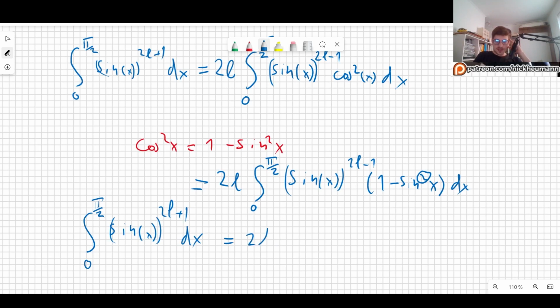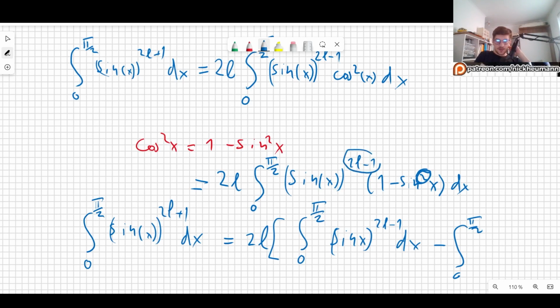So here we just multiply through. So we get 2l times the integral from 0 to pi over 2 of sine of x to the 2l minus 1 dx minus the integral from 0 to pi over 2. And now notice that we have this sine squared there. That will add here, because if you have the same base, the exponents add up. So that's simply sine to the 2l plus 1 of x dx. And now notice that we have the exact same integral on both sides.